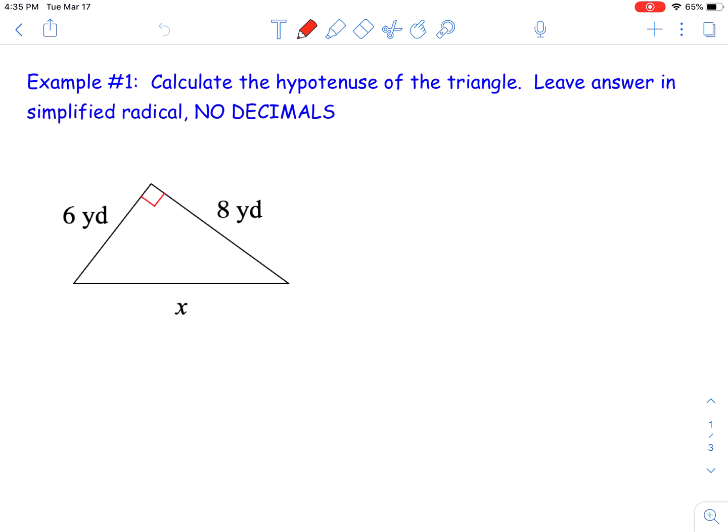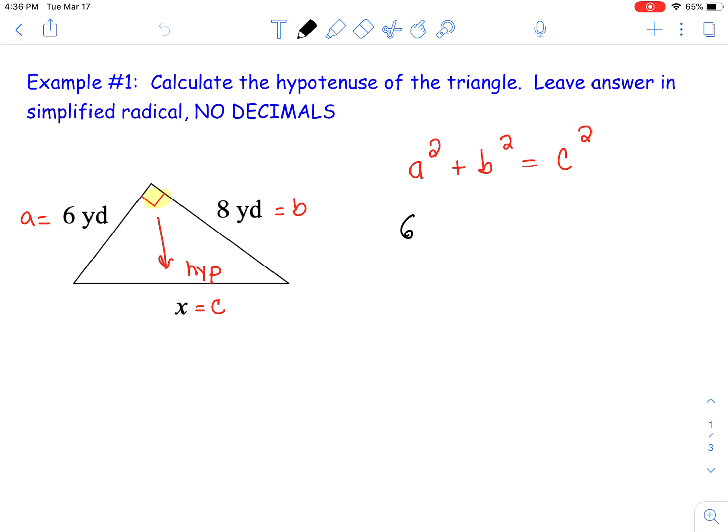So we're given two sides of the triangle and we have to find the third side. You always want to leave your answer in simplified radical form. Don't use decimals. So the first thing we want to notice is that this is our right angle. So the side opposite is our hypotenuse. So this is my C. So this is my hypotenuse. So the other two sides I can call A and B. It doesn't matter which I call A and B.